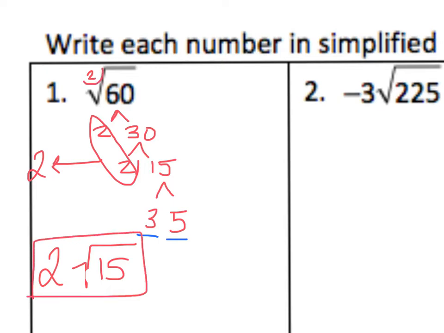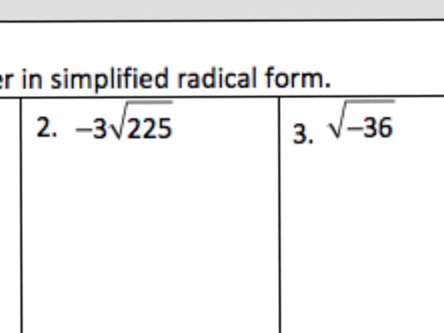And don't worry about this little 2 that's out there. You can absolutely put it back on the square root, just to remind yourself that it is a square root. That becomes more important as we get to the higher numbers that are outside the square roots, like 3, 4, 5s.